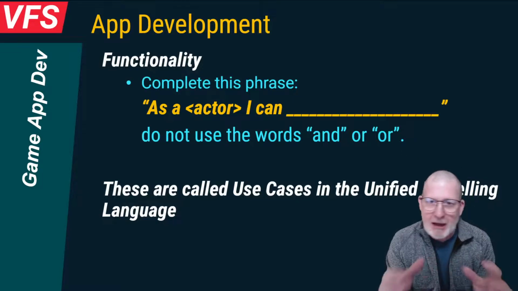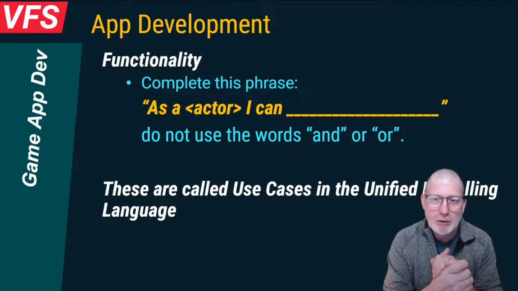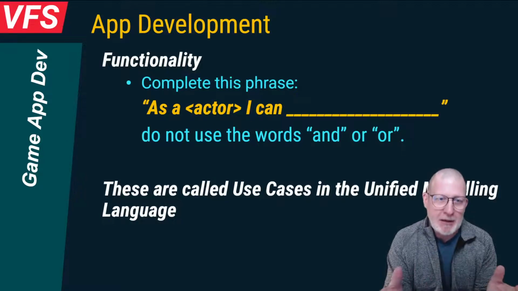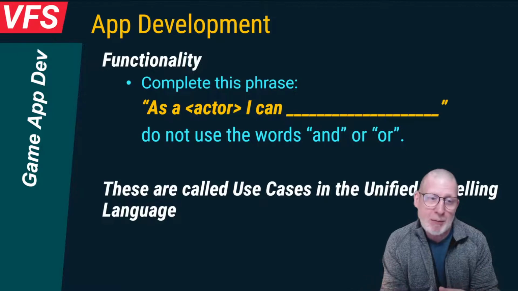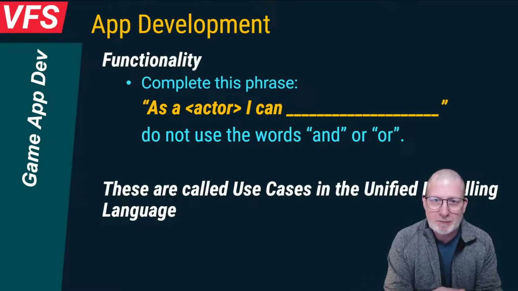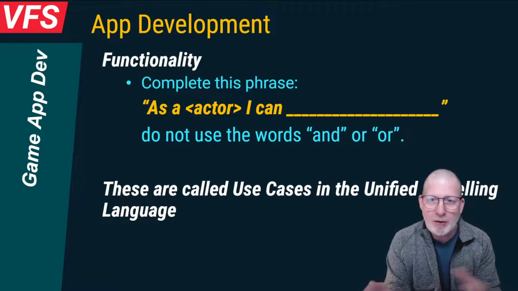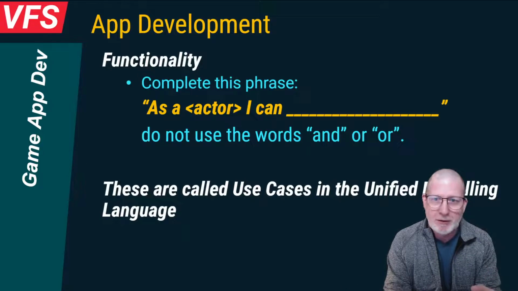Hey, can the enemies attack other enemies? No use case for that. As an enemy, if I take too much damage, I can retreat. Again, if is fine, no and, no or. Just one sentence. Just one sentence, right?